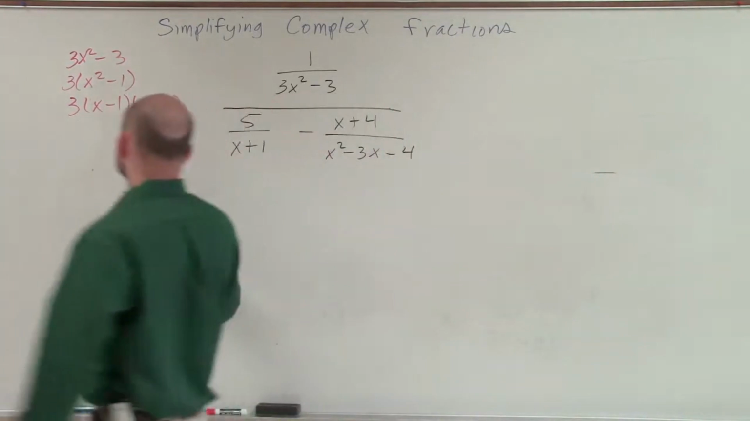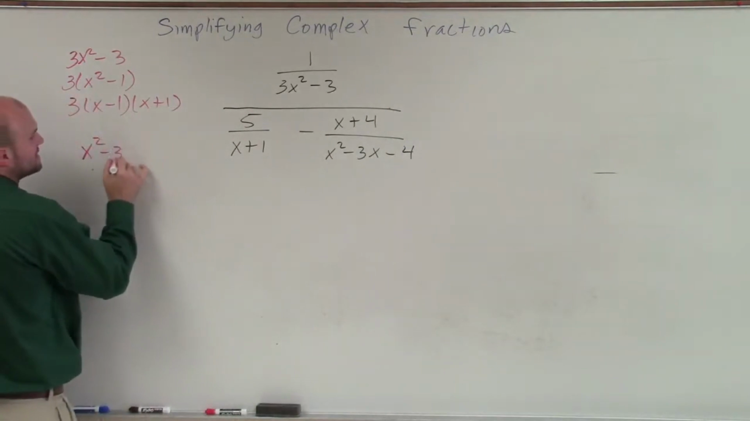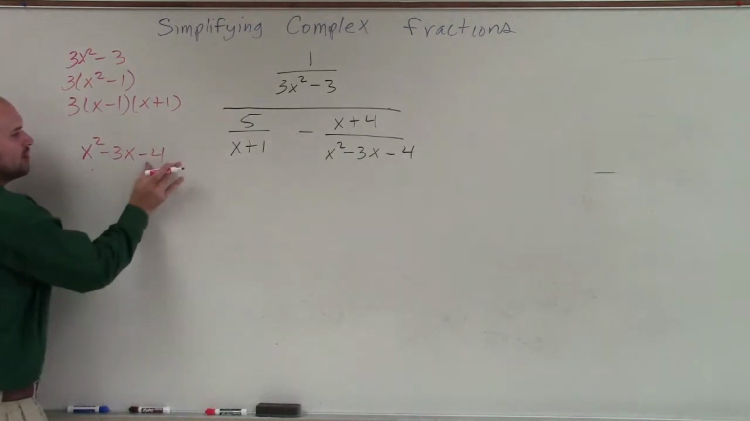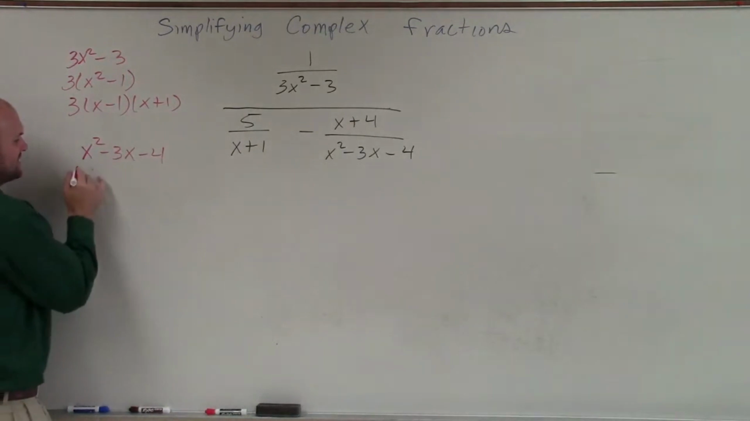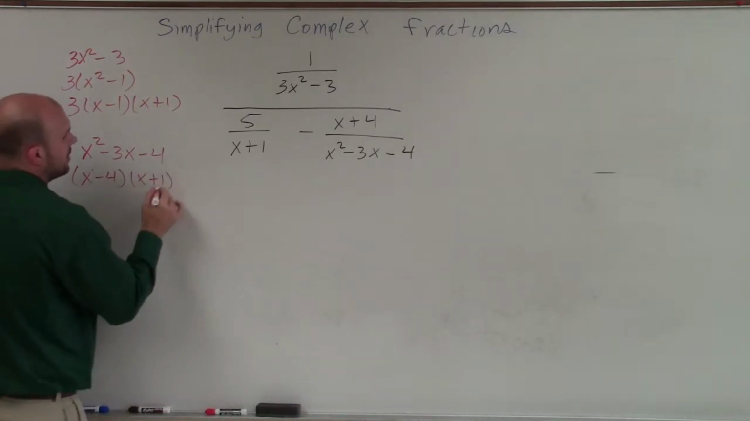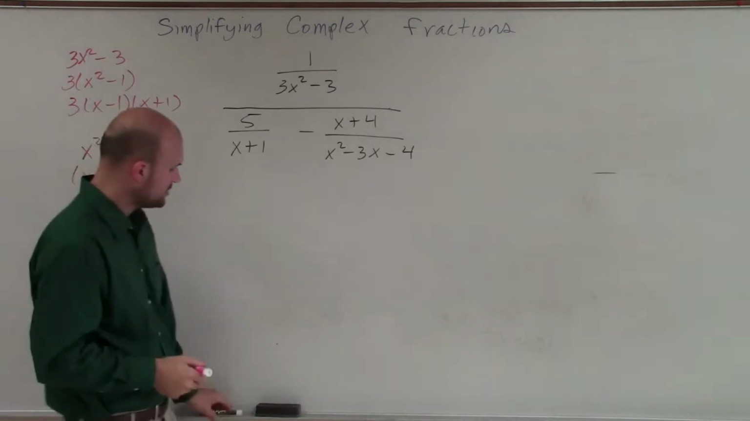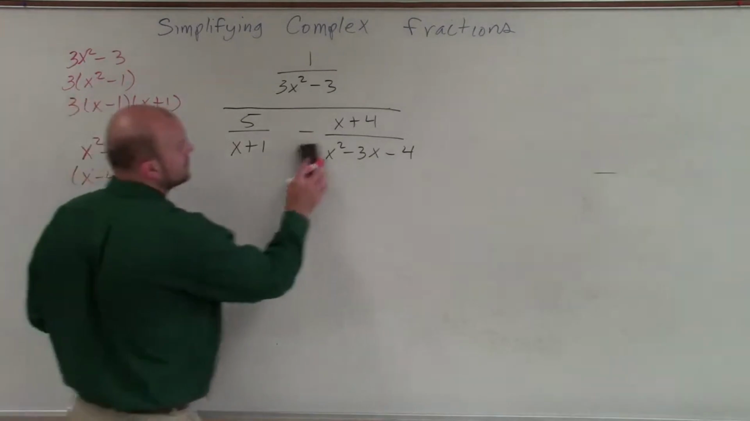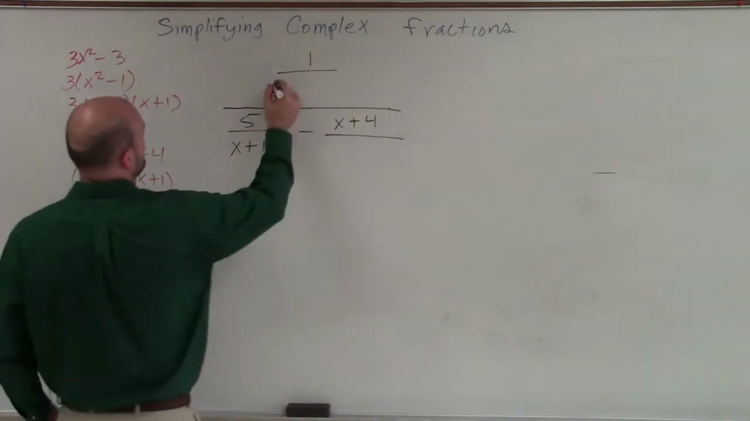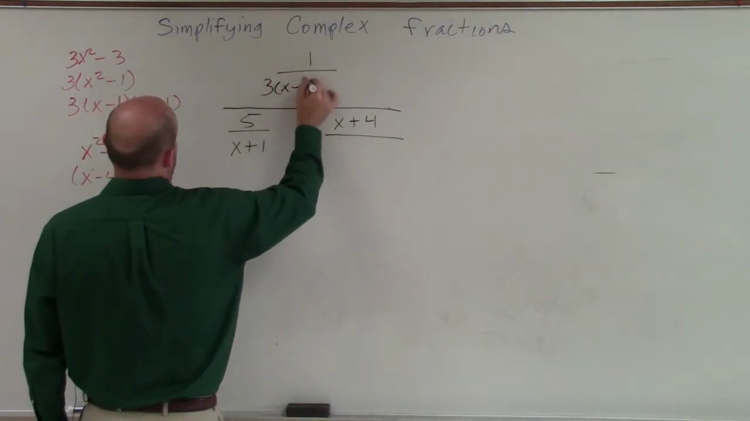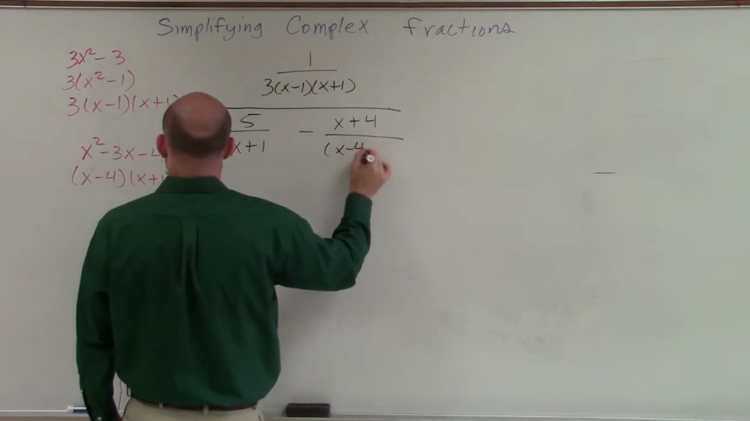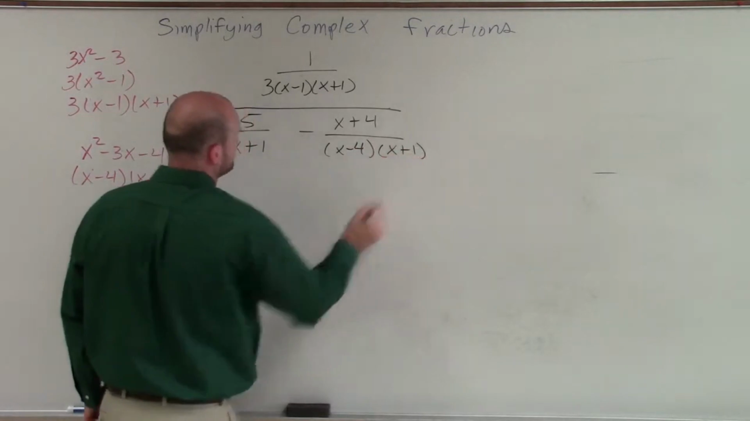Now let's take a look at our trinomial. I have x squared minus 3x minus 4. Remember, what we want to do is determine what two values multiply to give us negative 4 but add to give us negative 3. This factors as x minus 4 times x plus 1. So now I'm going to rewrite these two denominators in factored form. And over here I have x minus 4 times x plus 1.